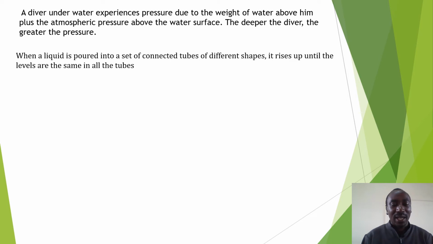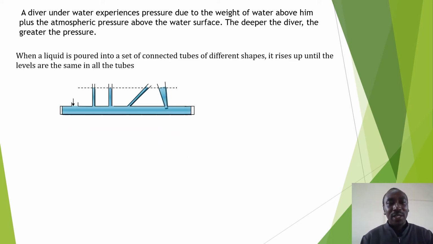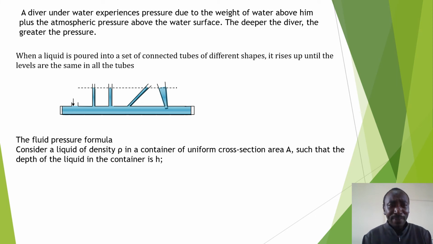Let me have that demonstration. If you put a liquid in a tube, you can see there is a level at which they are of the same level. This shows that the liquid rises up until the levels are the same. What does this now mean? From this diagram, you can be able to see that pressure in a liquid is exerted uniformly. Now, how do we get the fluid pressure formula?